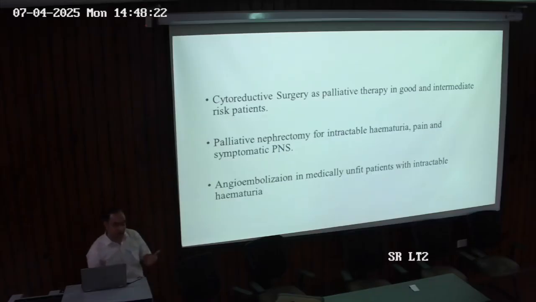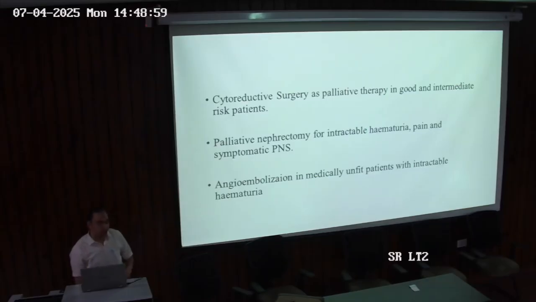Cytoreductive, why? Because there are 3 points. One is as a part of palliative purpose. Suppose the patient has severe hematuria with renal metastasis, then we have to remove the kidney. This removal of the kidney is cytoreductive. Or the patient has intractable pain, severe pain because of retroperitoneal nerve involvement. In such a patient, to relieve pain, we have to remove that kidney. The purpose is not cancer control. The purpose is different, it is symptomatic, so it is palliative. This is known as cytoreductive.